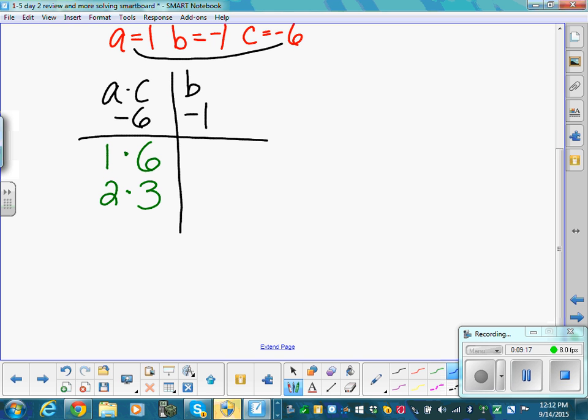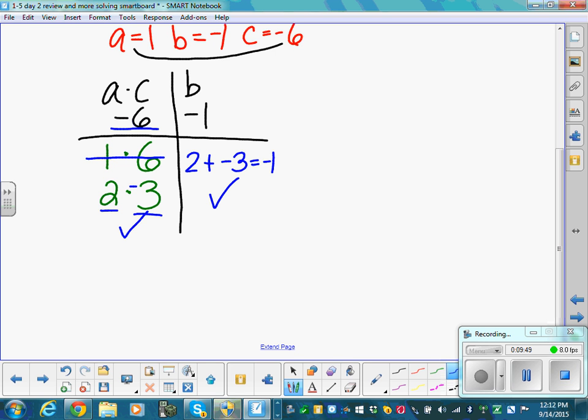Now we have to decide which ones could possibly add up to be negative 1. We can put negatives with both of them, or with just one of them. 1 and 6, no matter what we do, will never add up to be negative 1. 2 and 3, yes, it could add up to be negative 1, but our negative would have to be with our 3. 2 plus negative 3 does equal negative 1. So it works over here, but we've got to make sure it works on the left. Does 2 times negative 3 equal negative 6? Yes, it does. So it works on both sides. So we know we're good.